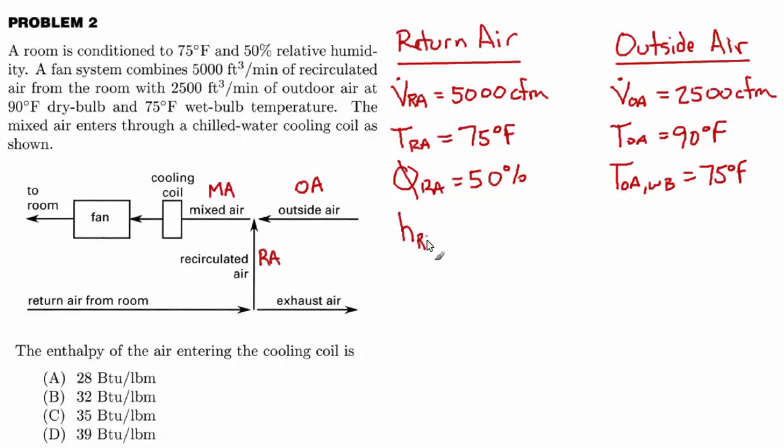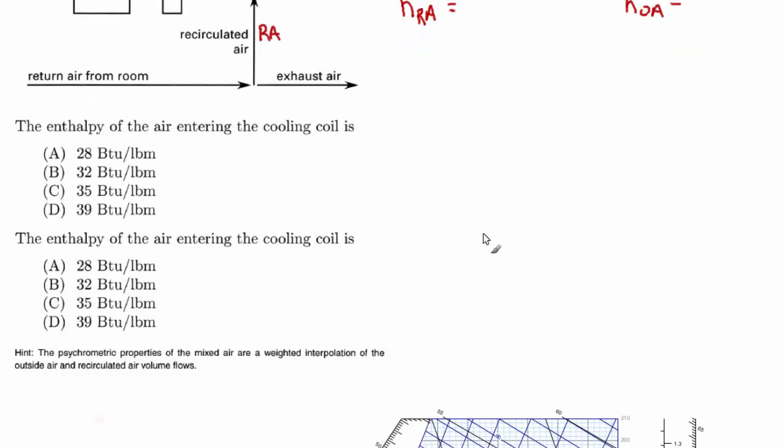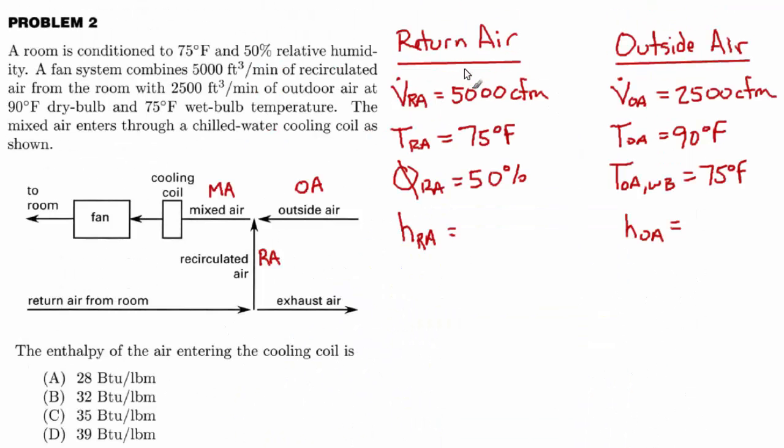So let's find the enthalpy of the return air and the enthalpy of the outside air. Then we can take a weighted average of those two enthalpies to find the enthalpy of the mixed air. When I say weighted average, I mean a weighted average by volume, because each stream contributes according to its volume. The 5,000 CFM return air path is going to have a more significant influence on the mixed air enthalpy than the outside air, because there's less outside air. To pick up the enthalpy, we're going to use the psychrometric chart. So let's do each path in turn.